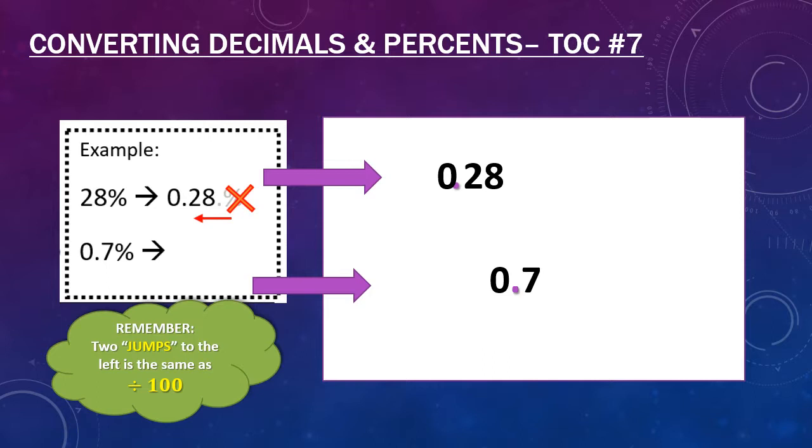You still got to move the decimal. Move it to the left, to the left. And if there's nothing in there, you got to add that extra 0 for a placeholder and your 0 in front. So you end up with 7 thousandths as your answer. And remember, moving to the left is the same as dividing by 100.